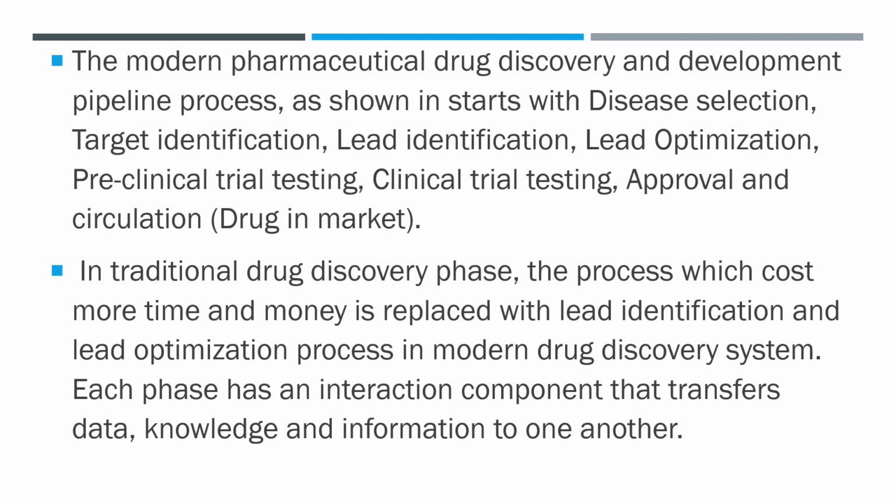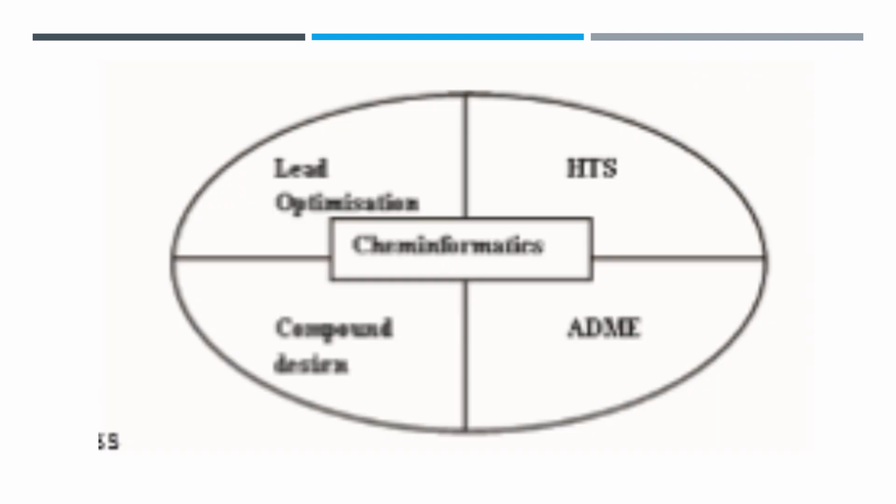So, in the traditional discovery phase, a lot of money and a lot of time was spent on lead identification and optimization. But with the growth of computer technology, one is able to speed up the process involving lead optimization and lead identification. So generally a drug includes all these parts, and in all these quadrants, cheminformatics is very much included. Your drug designing includes lead optimization, compound designing, high throughput synthesis screening, and ADMET study.